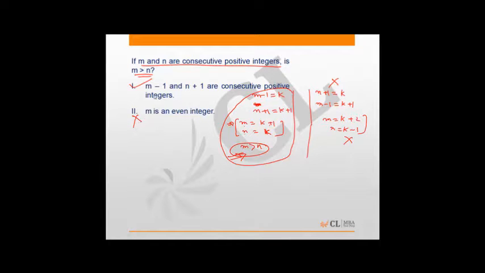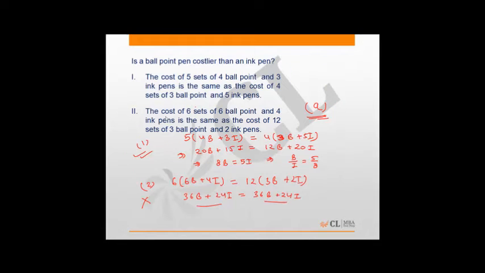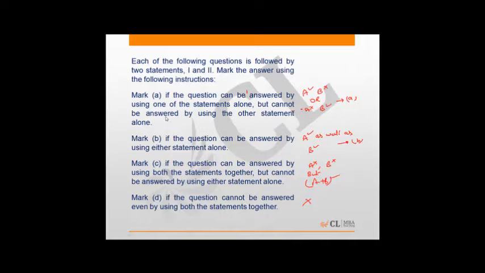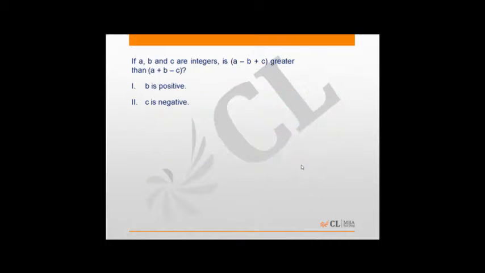B alone gives you m is an even integer. Obviously this alone is not sufficient, so my answer is A. One more point here is, if statement A alone is sufficient, B alone is not sufficient, I will never check the combination of the two, right? Because if we come back, the third option says A alone is not sufficient and B alone is not sufficient, but the combination is sufficient. If either of the statements alone is sufficient, I will never go for the combination. Never check it, okay?